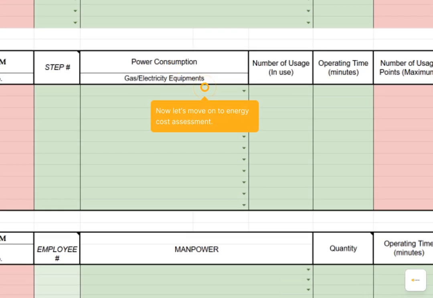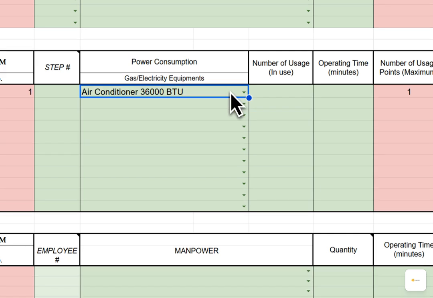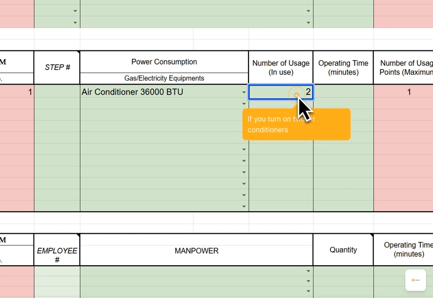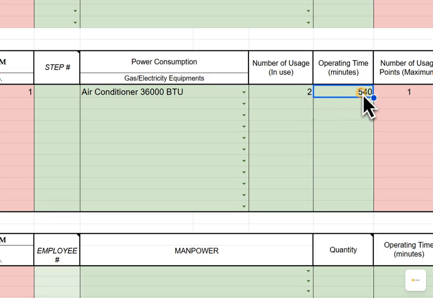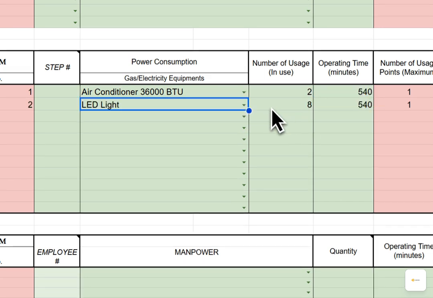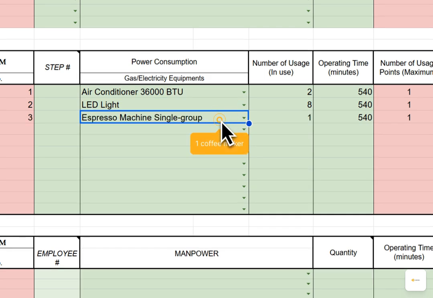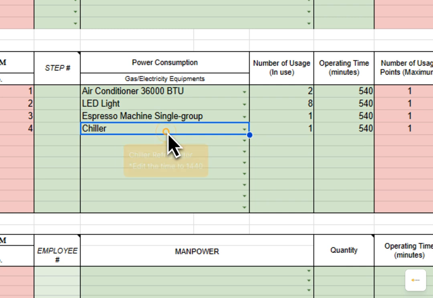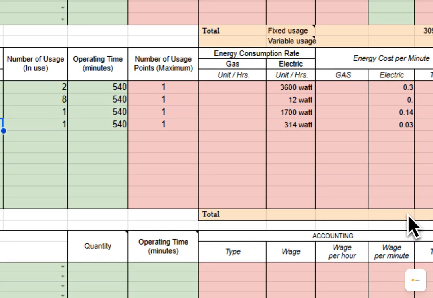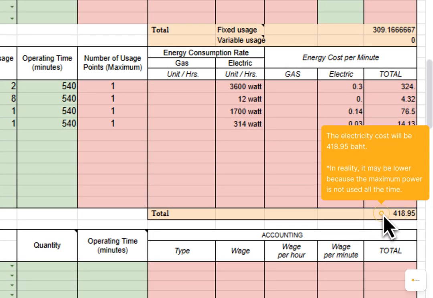Now let's move on to energy cost assessment. If using a 36000 BTU air conditioner, if you turn on 2 air conditioners, it's been 9 hours, 8 light bulbs, 1 coffee maker, chiller refrigerator. The electricity cost will be 418.95 baht, asterisk. In reality, it may be lower because the maximum power is not used all the time.